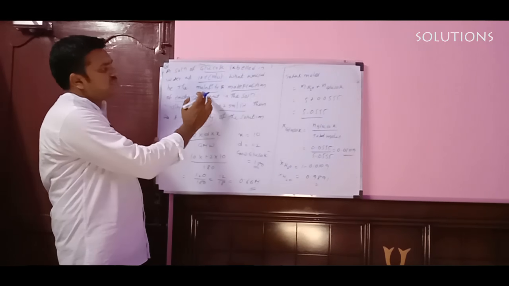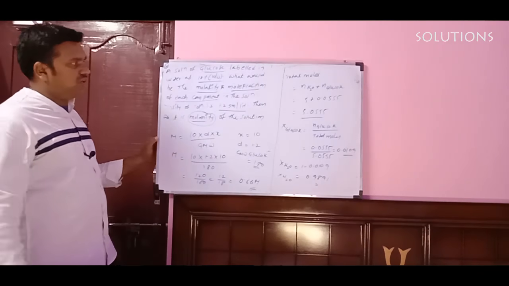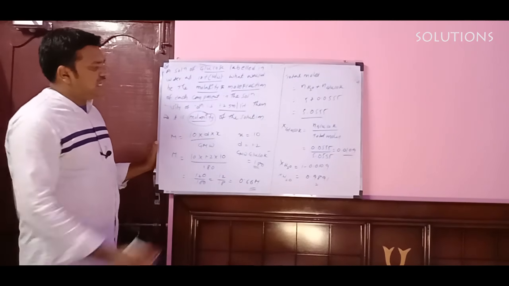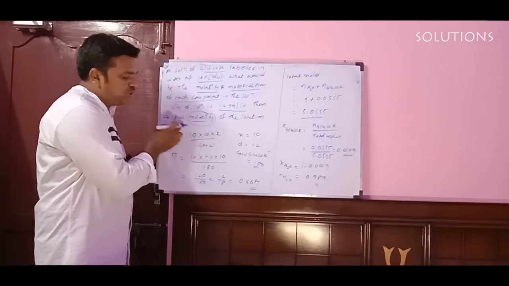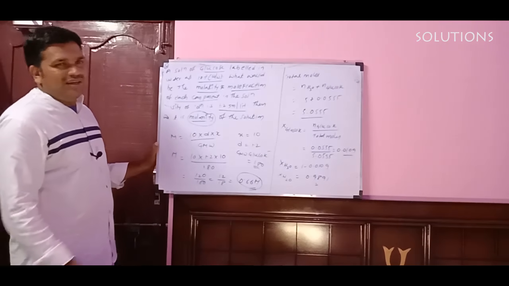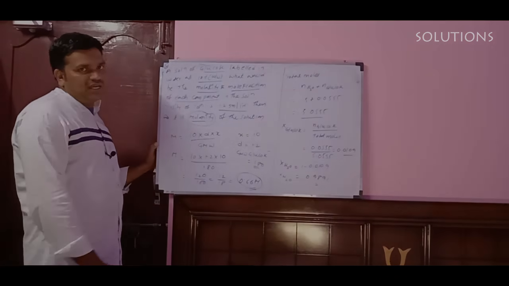What are we finding here? We are finding first molality. Understood all of you? Mole fraction you are finding, that is also over. The last one we are finding is molarity. What is the molarity of the solution? 0.66 molar. Like this you can practice the questions from the NCERT.